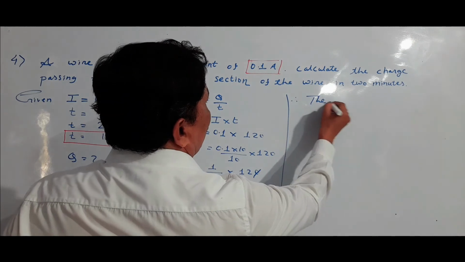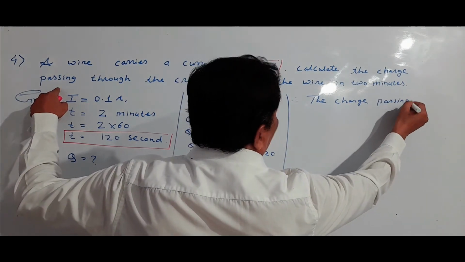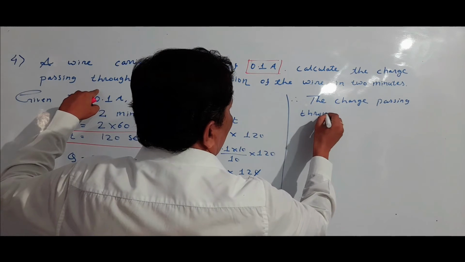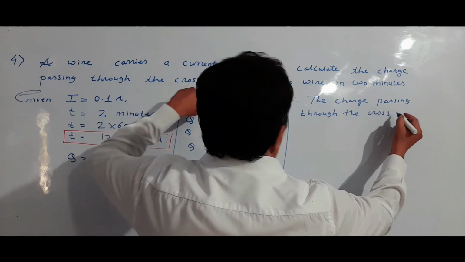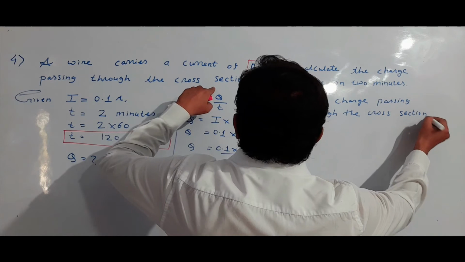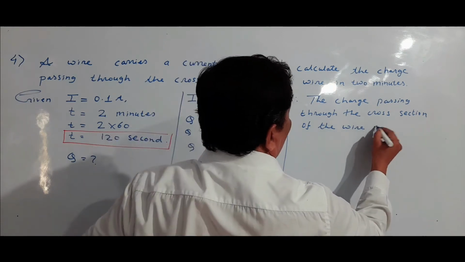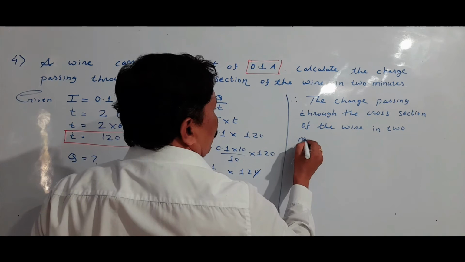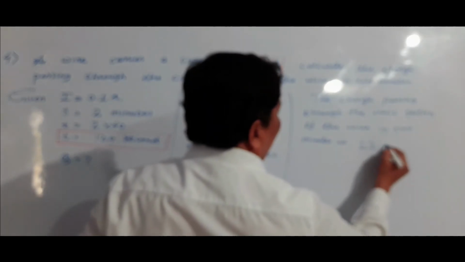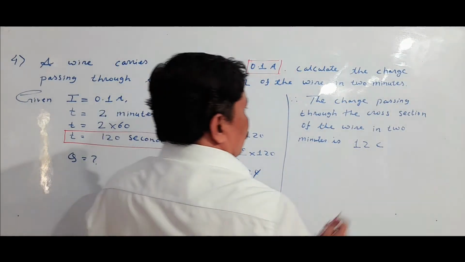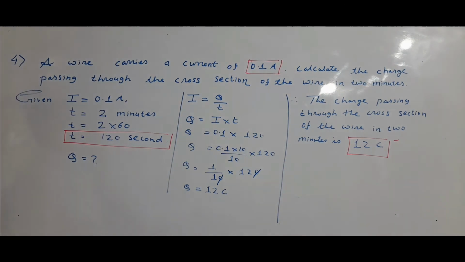Therefore, the charge passing through the cross section of the wire in 2 minutes is 12 coulomb. Answer. We'll see the next problem.